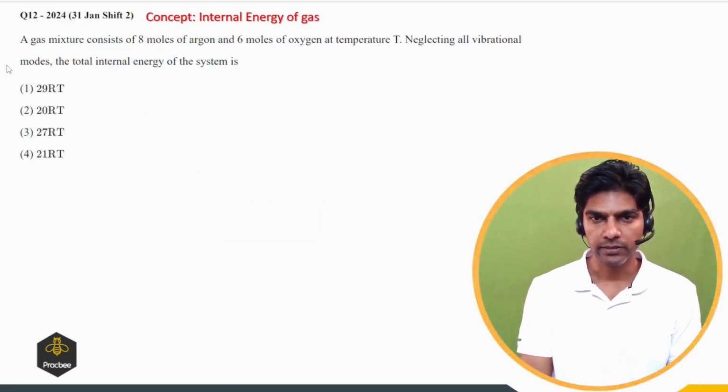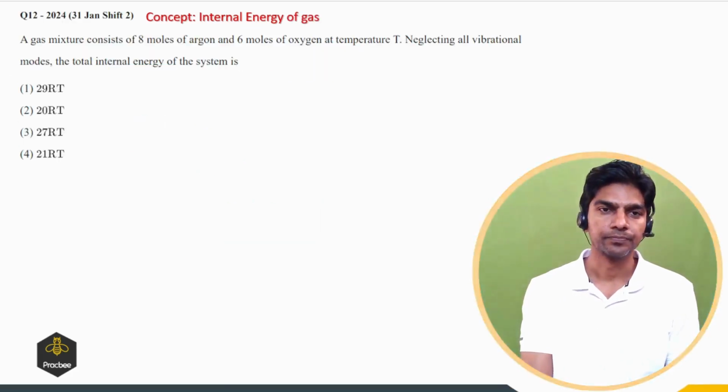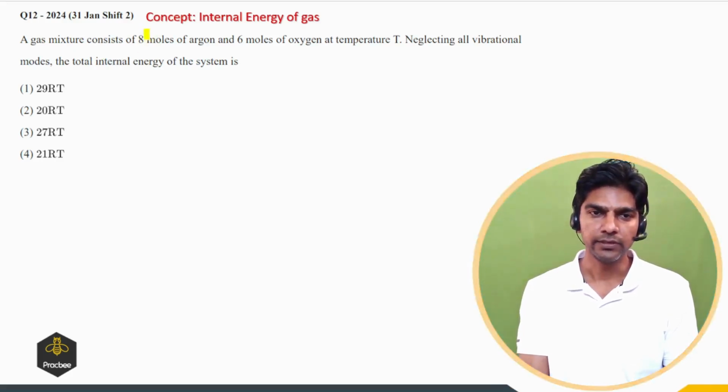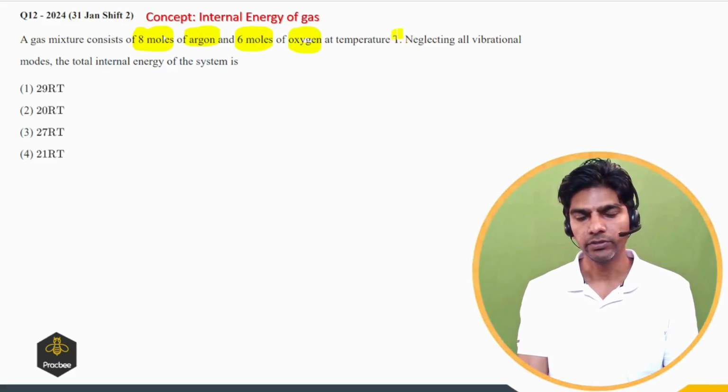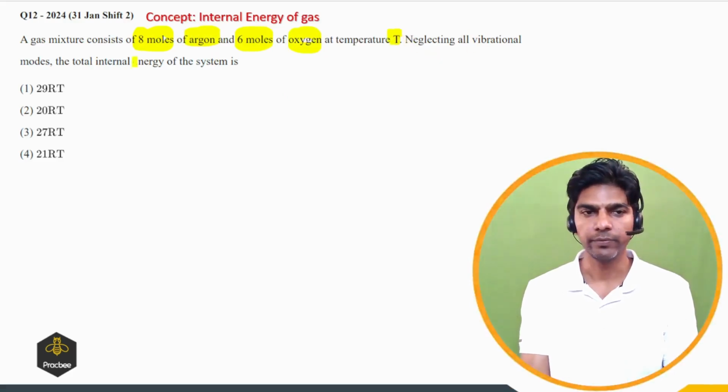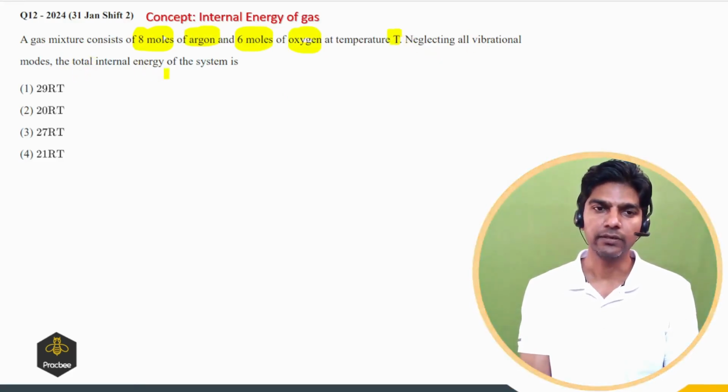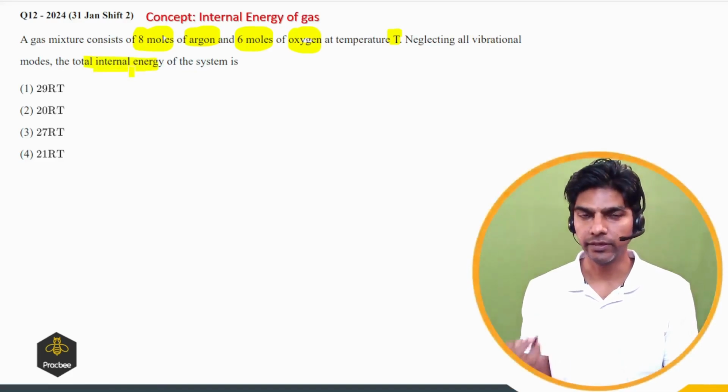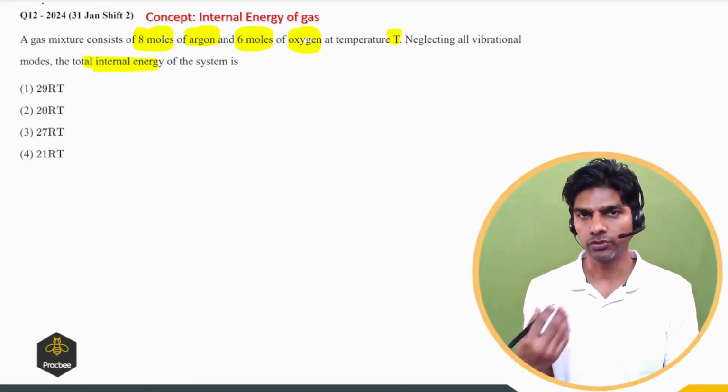Right, so let us see the next question based on the same concept. A gas mixture contains 8 moles of argon and 6 moles of oxygen. At temperature T, neglecting all vibrational modes, find the total internal energy of the system. So we have to find the internal energy, and we are given a mixture of gases.